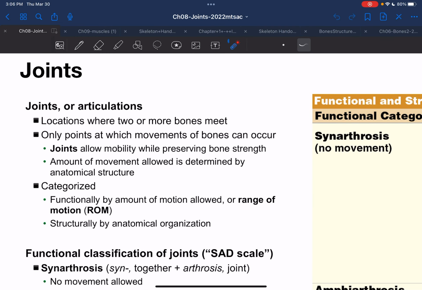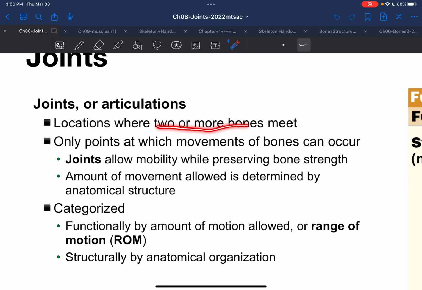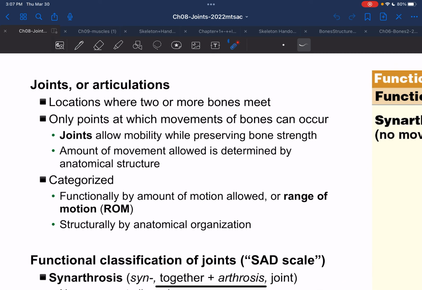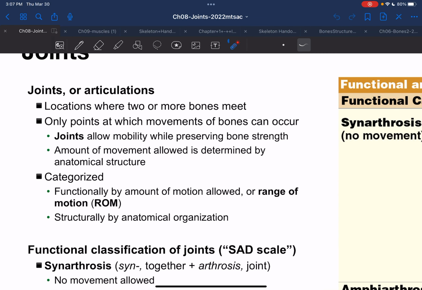When we look at our joints, keep in mind that we've been using this word occasionally, articulations, because this word means where two bones meet together. That's what articulation means. And when we consider a joint, this allows for mobility, but what you're going to see in a second is that a lot of joints aren't necessarily mobile.